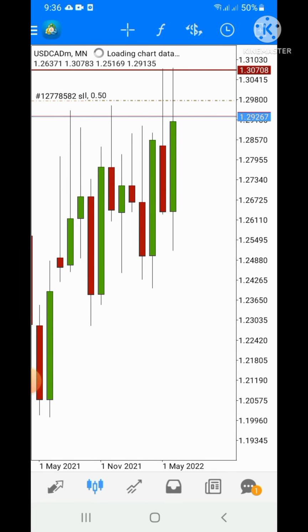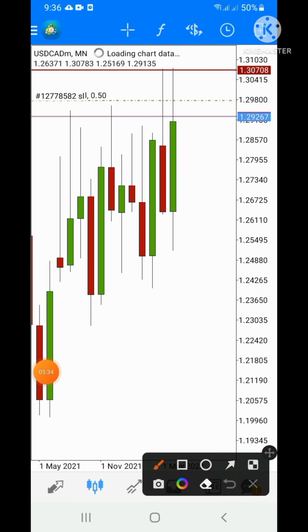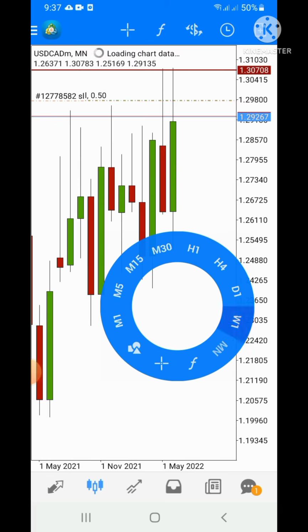The first thing is look at the previous monthly candle. Look at this previous candle here. We had a strong bearish momentum. Now if you see that we have a strong bearish momentum, meaning that we are likely to have another bearish momentum in the coming month. Now let's go to weekly.